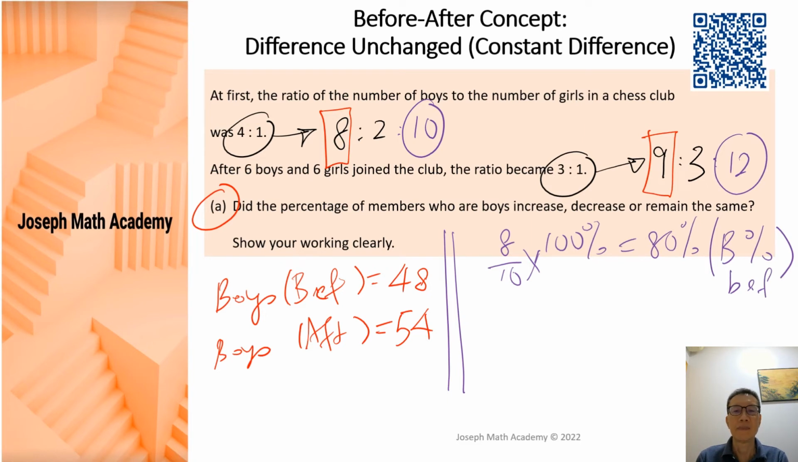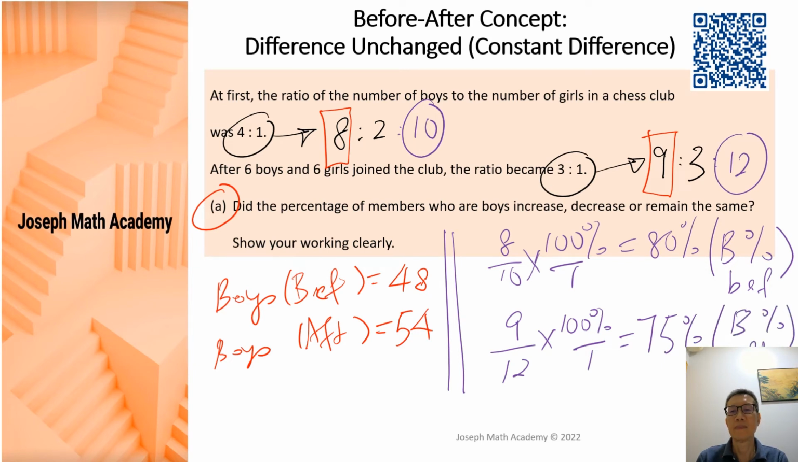Now for boys percentage after, we do likewise. So 9 out of 12 times 100%. If you multiply carefully, we should get 75%. So this is boys percentage after. From here we can conclude that the answer for part A: there is a decrease in the percentage of members who are boys. So part A is done.